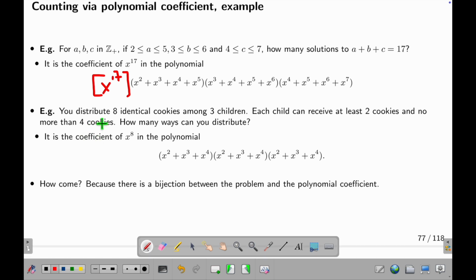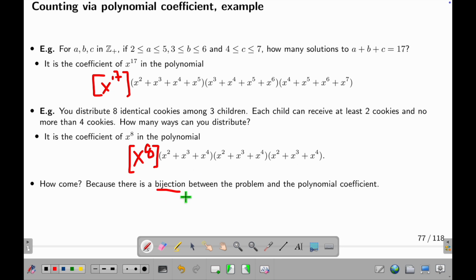Second one, you have 8 cookies. They are identical. That means, in this case, identical means there's no order. That means it's combination, not permutation. Okay? And you distribute among 3 kids. Each child gets at least 2, but no more than 4. How many ways can you distribute the cookies? The answer is the coefficient of x^8 in this expansion. You will ask why? Bijection. This works because it's a bijection.